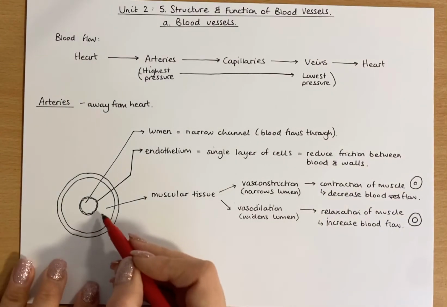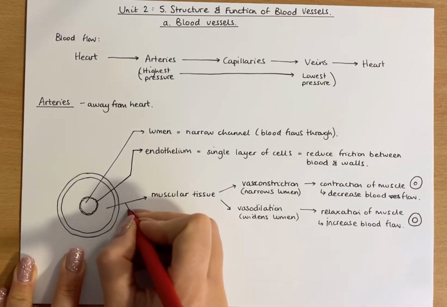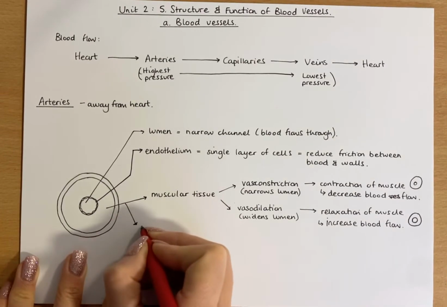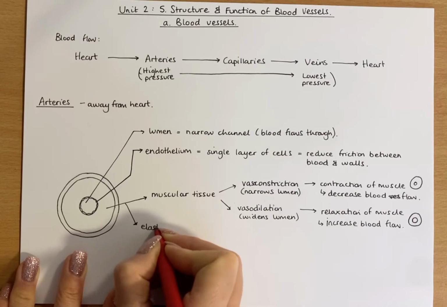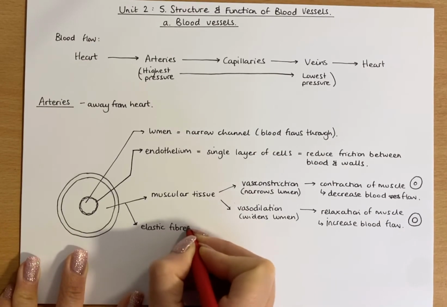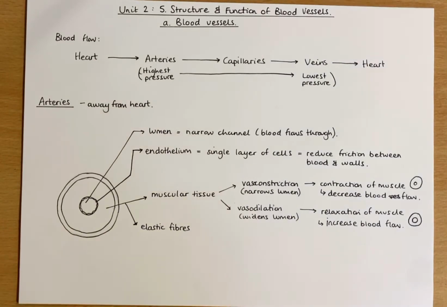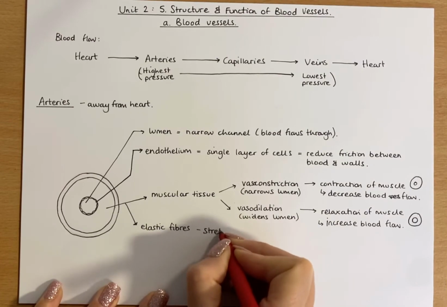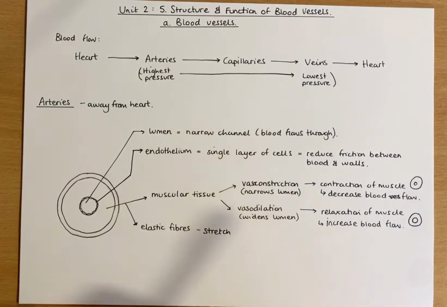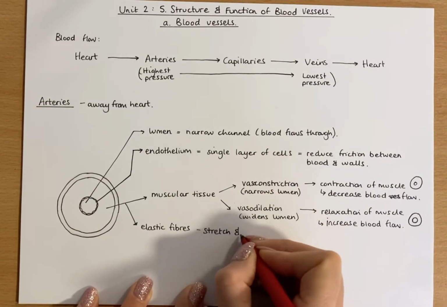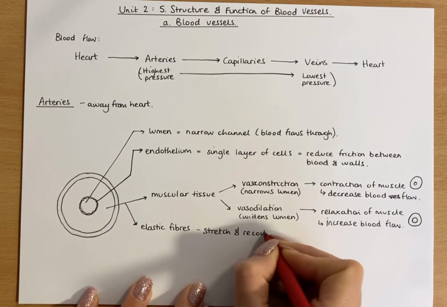So in this layer, as well as muscular tissue, you also have another type of tissue. And these are fibers specifically made up of elastic type tissue. So elastic fibers do something similar to what an elastic band would do. They will stretch open, and then once they ping back, that's called recoiling. So they will stretch and recoil.